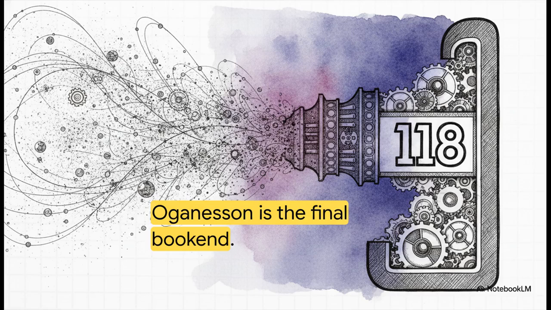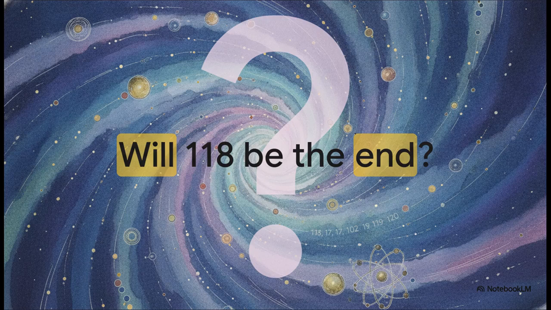And hey, notice the spelling. It ends in "on," decisively breaking away from those endless "ium" suffixes that dominated the hundreds. Oganesson is the final entry, the final string of text, and the absolute final integer in our known atomic inventory. Which leaves us with a pretty powerful final thought for this explainer.